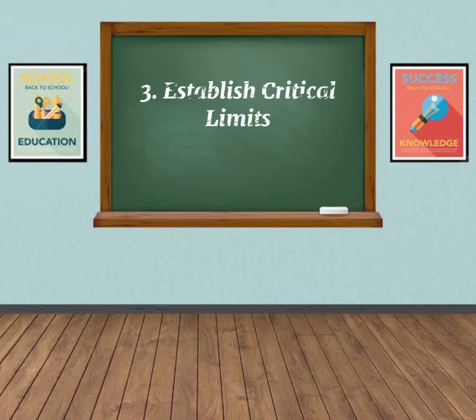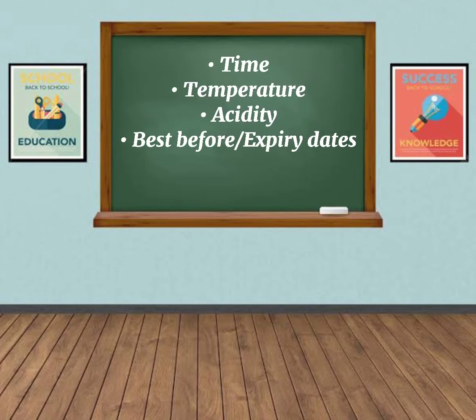Number 3. Establish critical limits. A critical limit is the maximum or minimum value to which a food safety hazard must be controlled to prevent, eliminate, or reduce the hazard to an acceptable level. Each CCP must have one or more critical limits for each hazard. Critical limits are generally concerned with parameters that are measurable with equipment or can be answered with a yes or no answer, such as time, temperature, acidity, and best before or expiry dates.